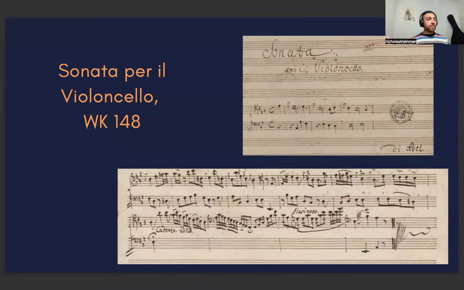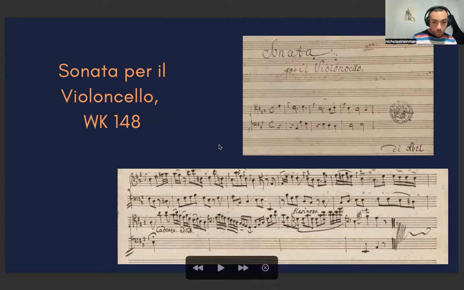I won't give any of my inferences or my beliefs. I'm just simply providing the manuscripts and allowing everyone to make their own historically informed decisions and beliefs. But this cello sonata is quite nice. This is, of course, by Abel.